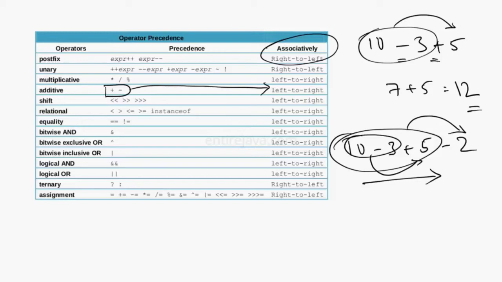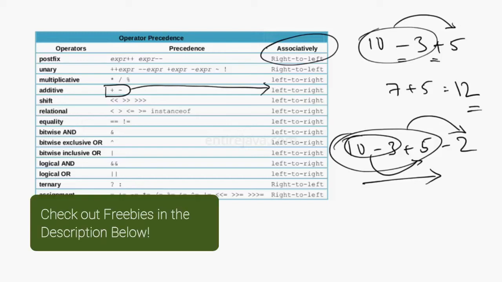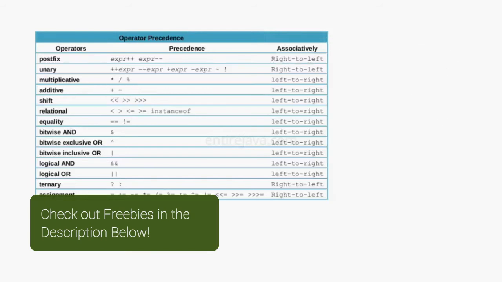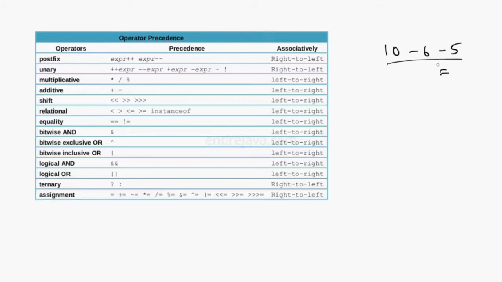Similarly, we have associativity rules for other operators as well. Take a look at this equation. So the result of this would be minus 1. We're going from left to right. Both the operators are the same, meaning that they both have the equal precedence, and as per the rule of associativity we need to go from left to right.